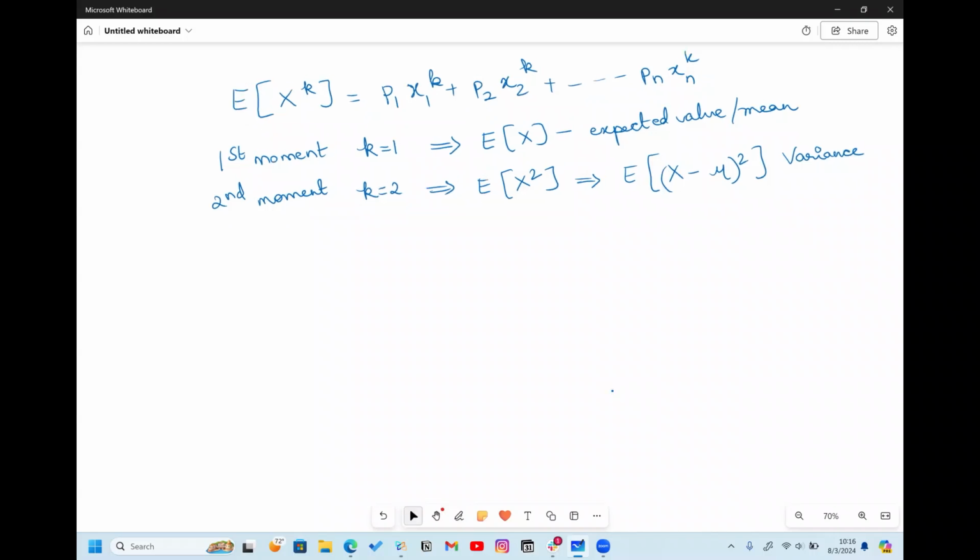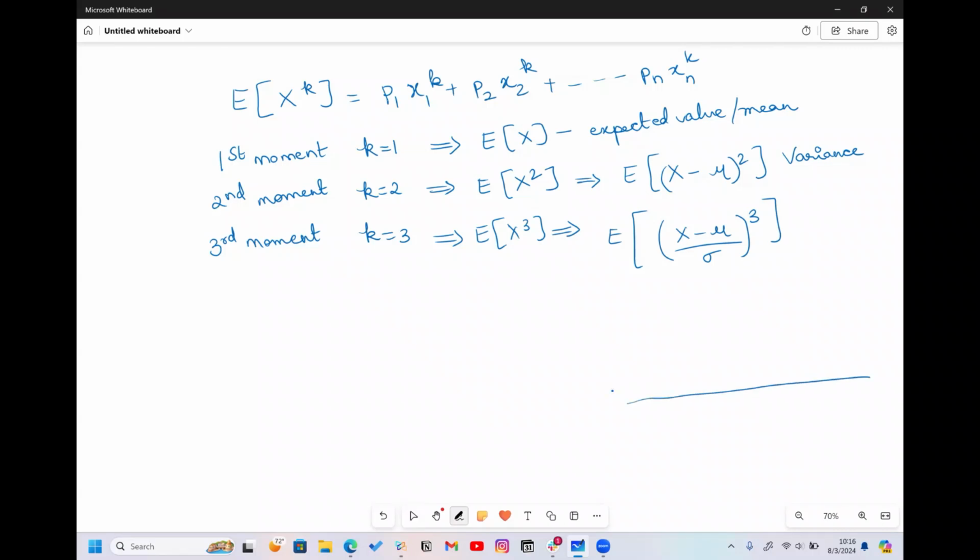In this book, they cover only mean and variance, but we also have the third and fourth moments, which are skewness and kurtosis. When k is equal to 3, we cube it. Skewness is x minus mu divided by sigma, standardization, and then cubed. Skewness tells you about the distribution, whether it's symmetric or whether it's skewed to one side.